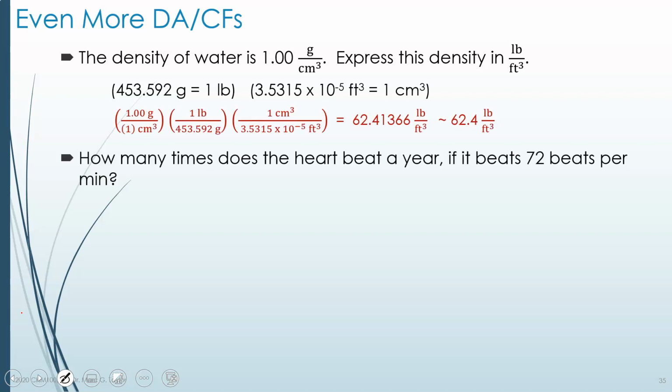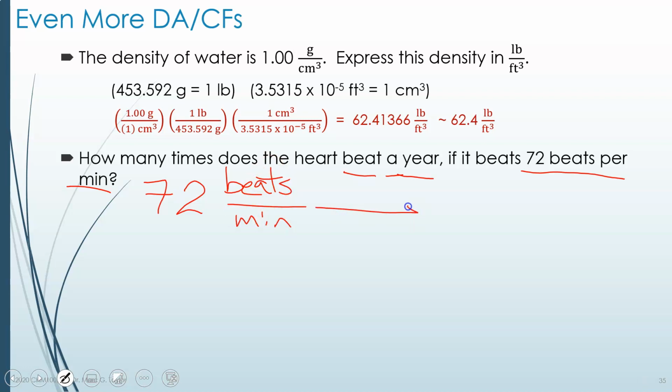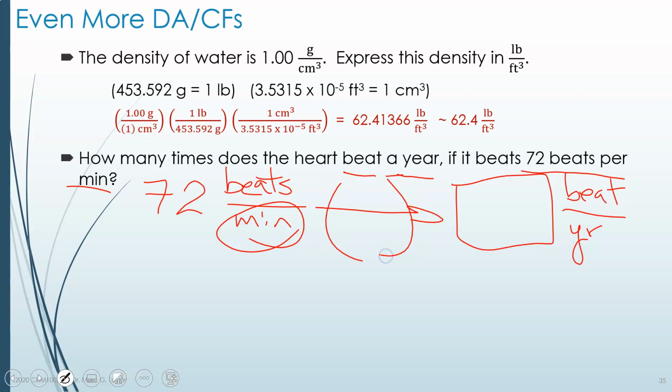Here's another one. How many times does a heart beat a year? So you're asked for beats per year, and you're given beats per minute. So in this case, you're starting with 72 beats per minute, and you were asked to convert this to some number of beats per year. So we don't have to change the beats. We only have to change the minute, so we're going to need some conversion factor that has minute on the top and year on the bottom. Unfortunately, we don't have a single conversion factor. This doesn't exist.